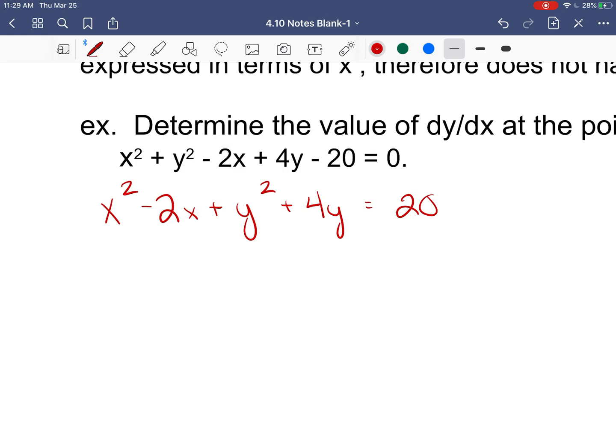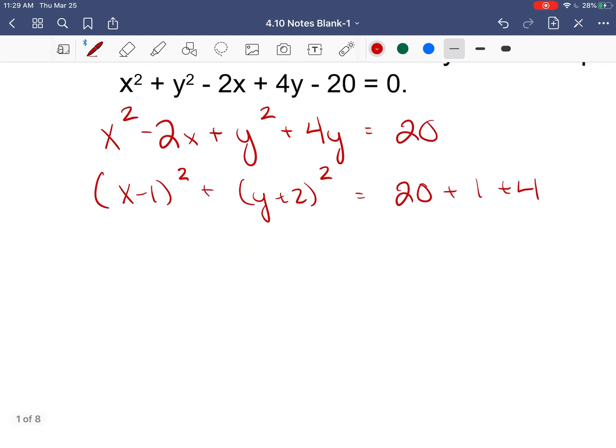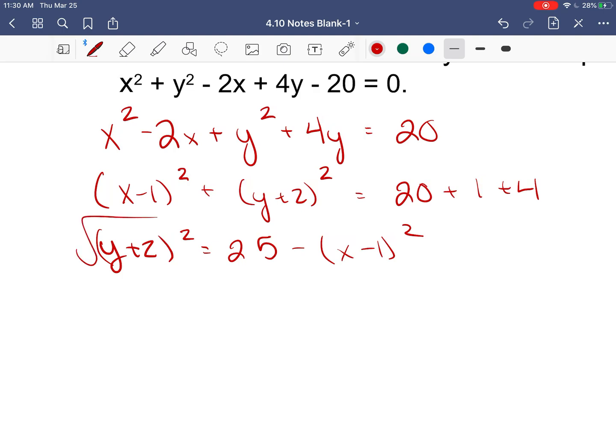We are technically going to complete the square for each part. So we're going to end up with x minus 1 squared plus y plus 2 squared is equal to 20 plus 1 plus 4. I'm not going to go into how we do that, just trust me for now. We want to get y by itself. So we've got y plus 2 squared is equal to 25 minus x minus 1 squared.